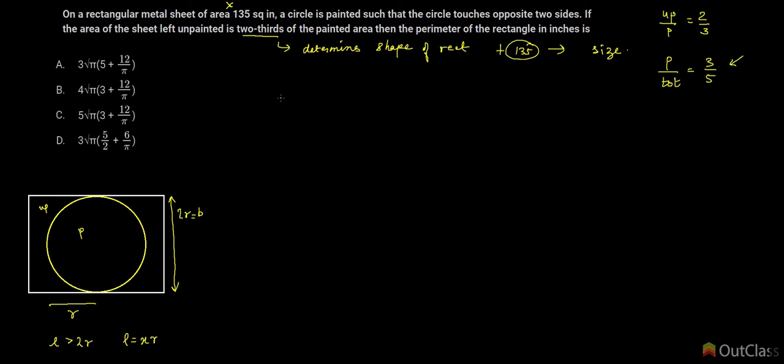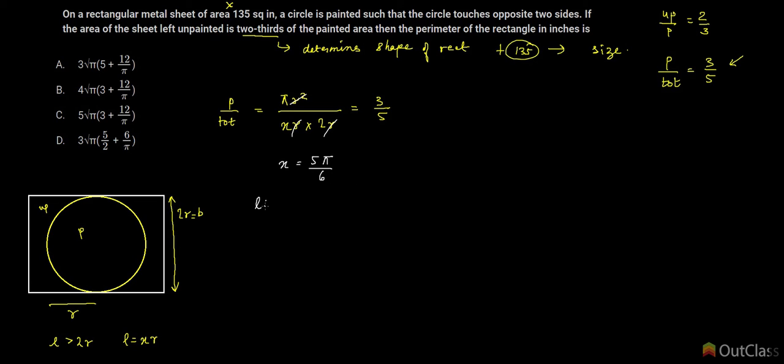So painted area is pi r square and the total is length into breadth, xr into 2r. That's equal to 3/5. The r's will cancel. And you make x the subject. X is equal to 5 pi by 6. Slightly less than pi. So 2.5, slightly more than 2.5. That makes sense.